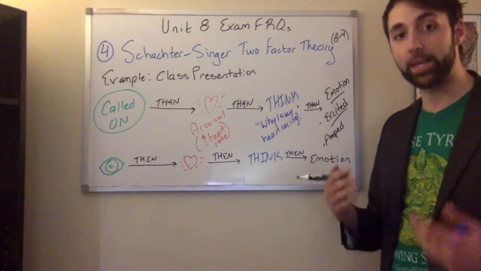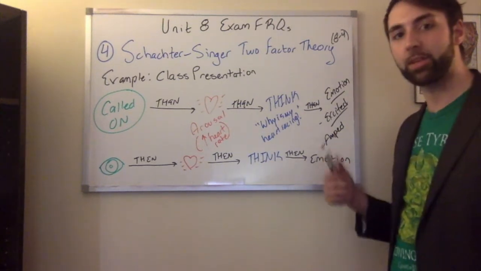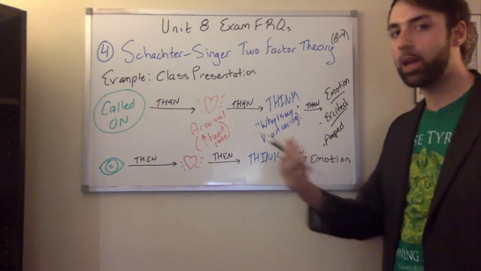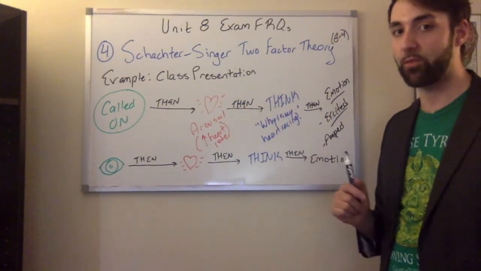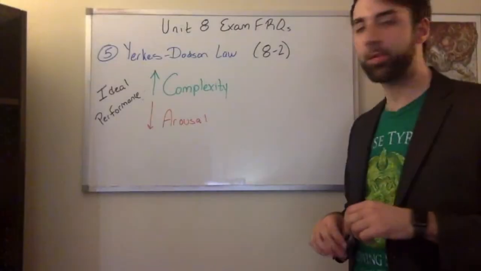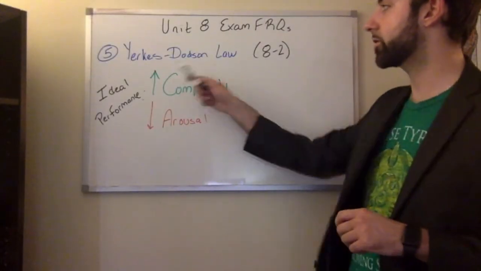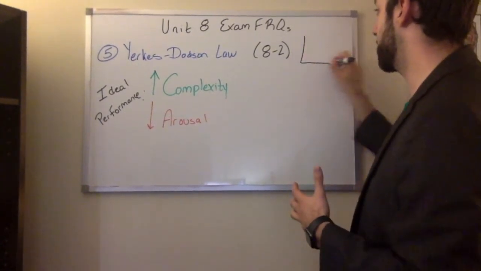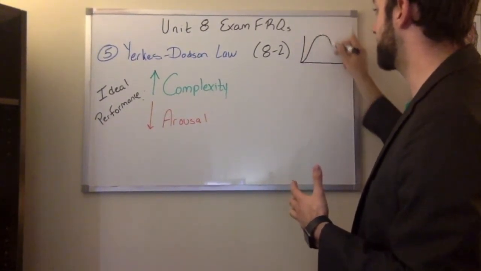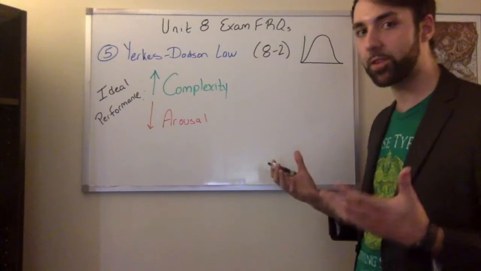If it asks how it's going to help, identify things like excitement, or that you're amped up, or that you're focused. Those would all be great examples of why this theory could potentially help your performance. The fifth bullet on the FRQ is what we call the Yerkes-Dodson law. There's no multiple choice on the AP exam this year. However, if this was represented, it's always an upside-down U. That's always how this is visualized.